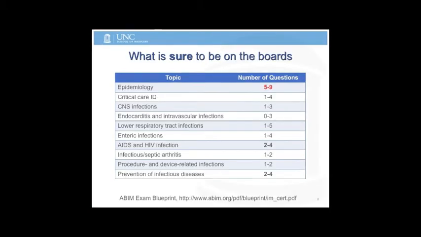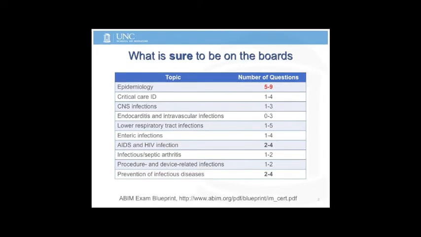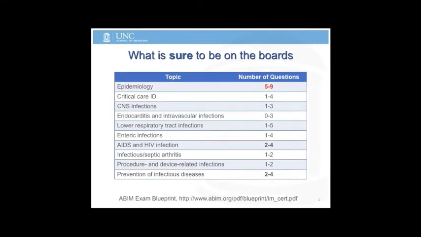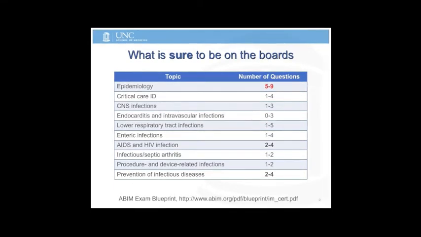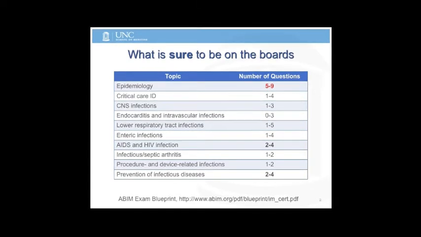So these are the things that you're absolutely for sure going to run into on the boards. The ABIM actually publishes this blueprint of what the questions are going to be on the boards. It's worth looking at, not only for ID, but for everybody else, because some things actually kind of cross territories. These are the things that were listed with at least one question item, with the exception of endocarditis. And the year that endocarditis is not on the boards will be amazing.